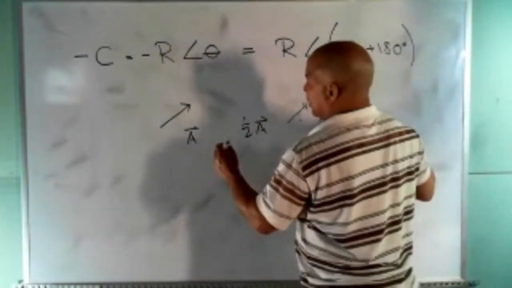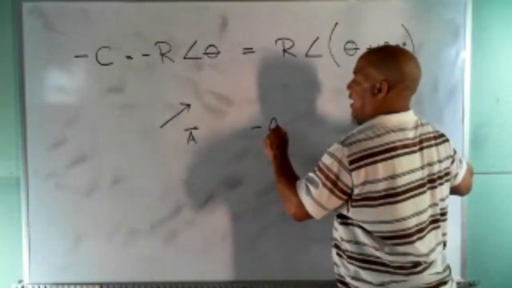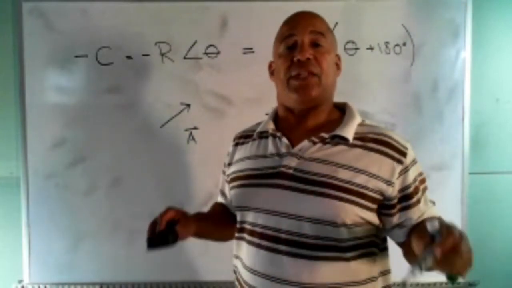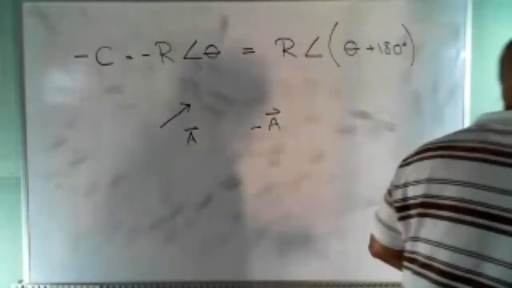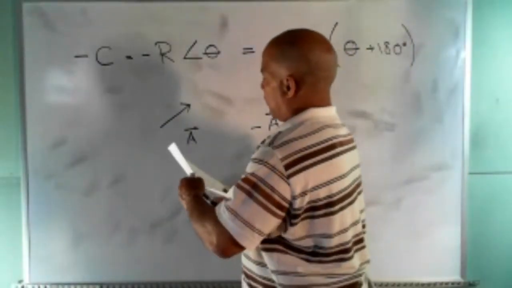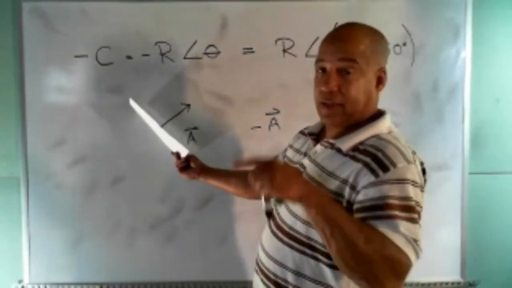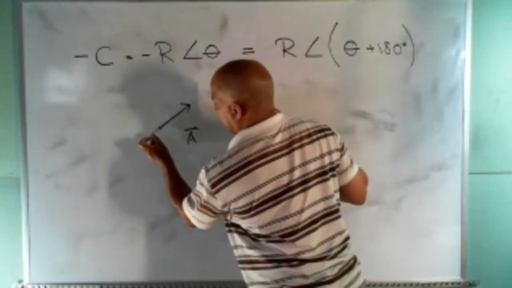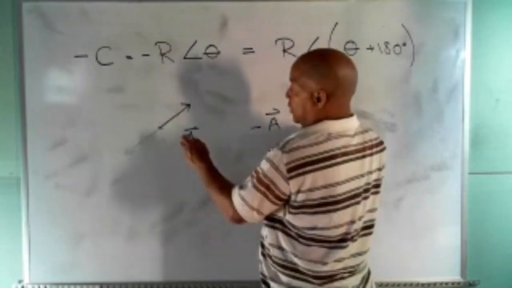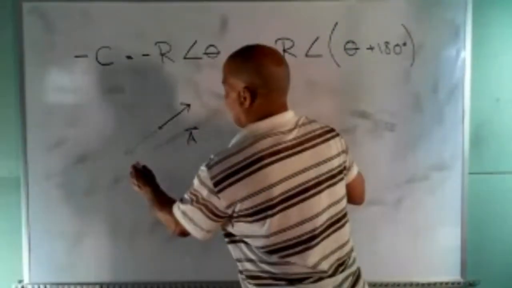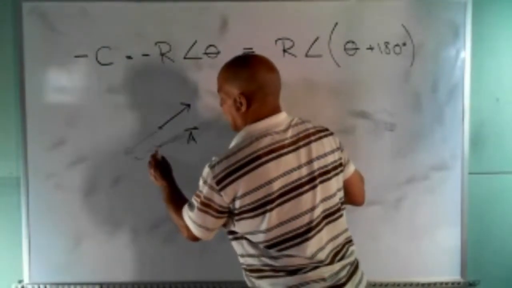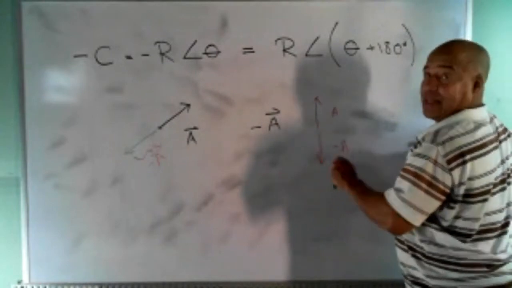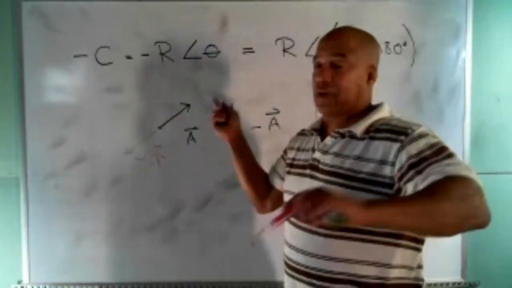But what would negative A look like? If that's vector A, then where is vector negative A? Negative A is always the mirror image. Imagine I hold a mirror right here. If that's A, and I look into the mirror, what I would see is another vector going like this. So if this right here is vector A, then this is negative A. It was up like this, the negative A would be down like that. The negative of a vector is just 180 degrees away from it.